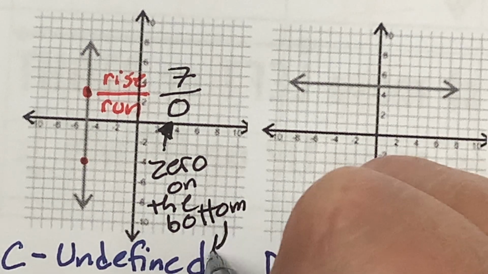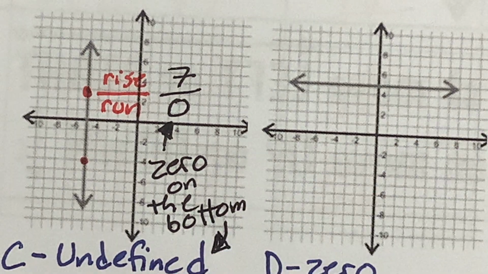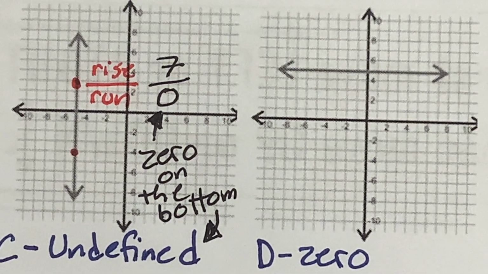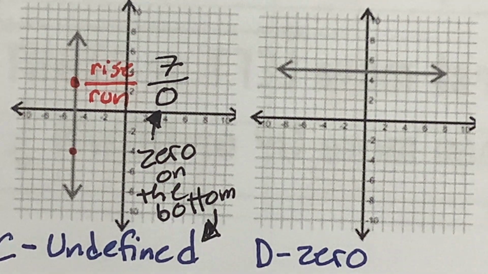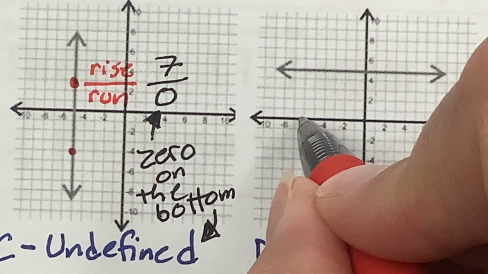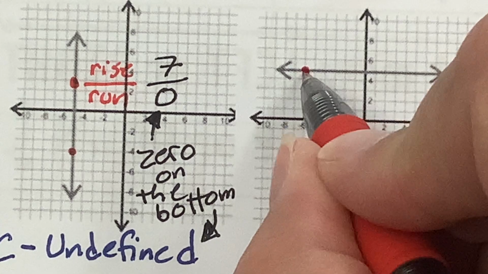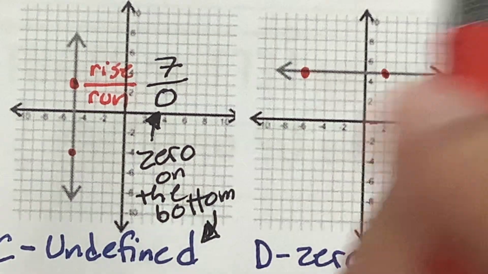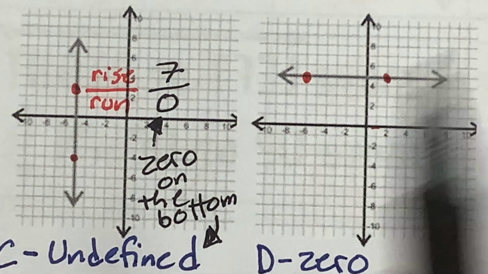And that's what makes it undefined. 0 on the bottom is what makes that undefined. Now let's look at the 0. I'm going to find 2 good points on here. Let's do -6, +5, and 2, +5. Those are 2 nice points that cross at corners.